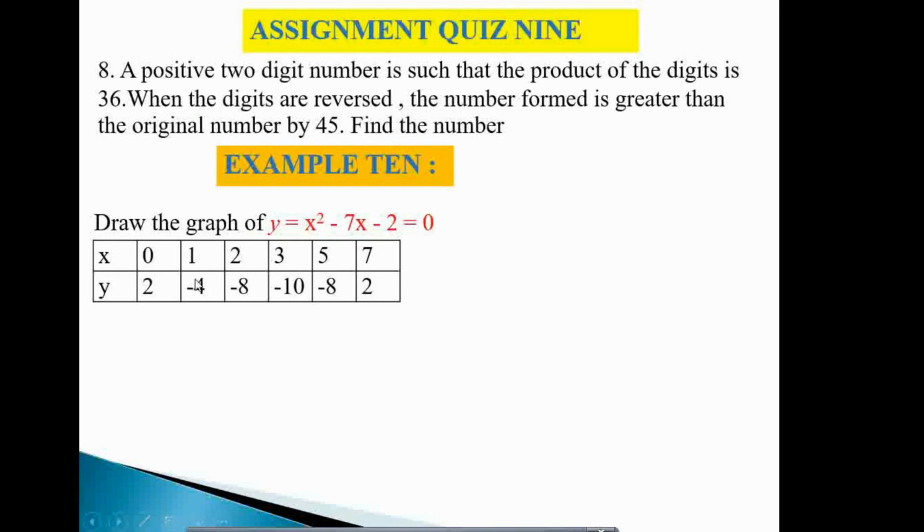Now for 0 you'll get 2. Then using your replay, change 0 to 1, you'll get negative 4. With your replay, change 1 to 2, you'll get negative 8. Change 2 to 3, you'll get negative 10. Change 3 to 5, you'll get negative 8. Change 5 to 7, you'll get 2. So there are the values for y and the values for x.